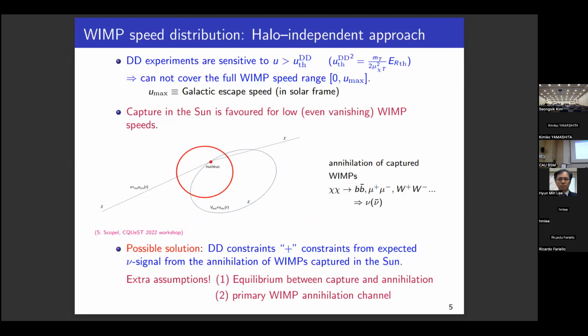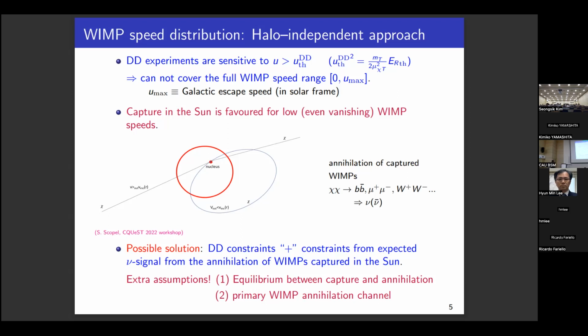However, we know that direct detection experiments are only sensitive to a WIMP speed that is larger than some threshold value. This threshold speed corresponds to the recoil energy threshold of the detector. Hence, direct detection alone cannot probe the full WIMP speed range, and so the halo-independent method cannot be applied with direct detection alone. Because if I have a WIMP speed distribution that is concentrated below this threshold value, the signal rate for direct detection will be 0.